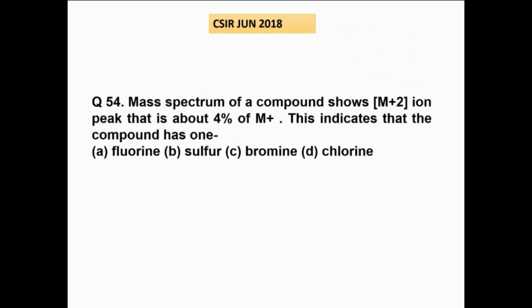Again, see, very simple. The mass spectrum of a compound shows an M+2 ion peak that is about 4%. 4% M+2 means sulfur. That's it. Is it simple or not? See, such a big question, and they are asking such a simple thing. So sulfur.